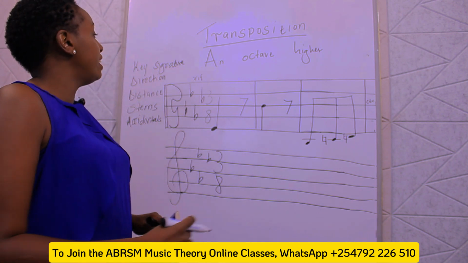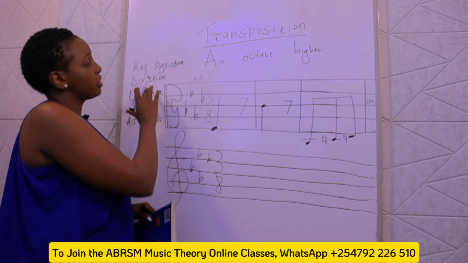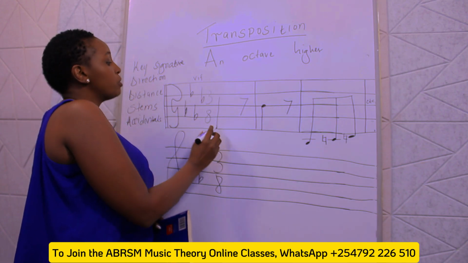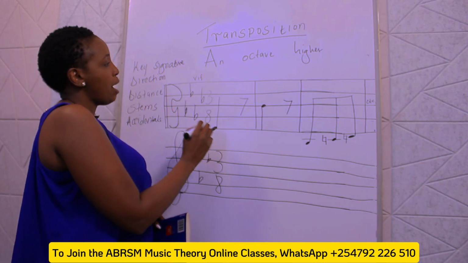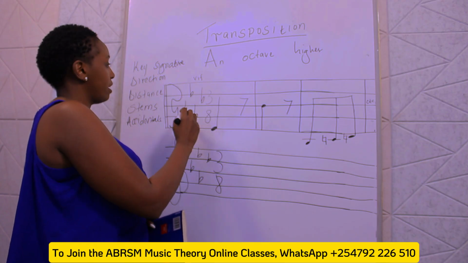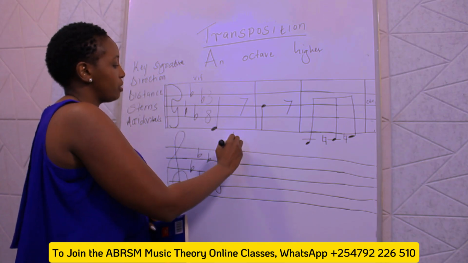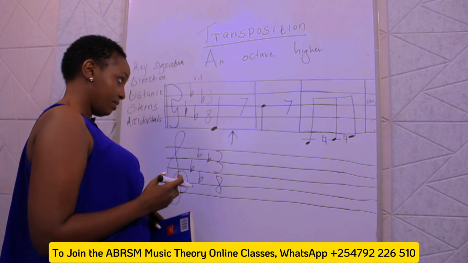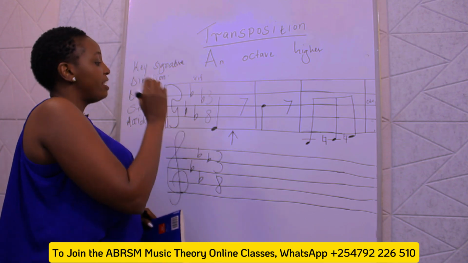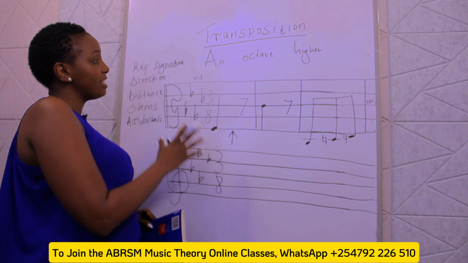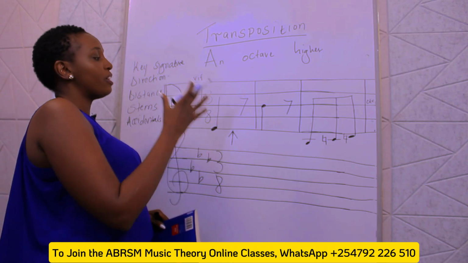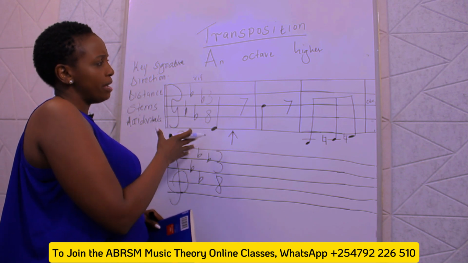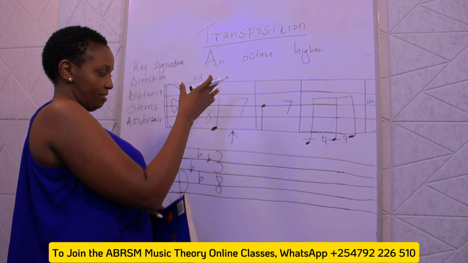Very good. Then now you check the direction. The direction is that you're supposed to go higher. You're supposed to take these notes up. Let me put an arrow here just to show that we are actually moving things higher. So that is good for the direction. Now the distance. The distance that we are moving is an octave. So we are moving this note to the next of its same name, higher.